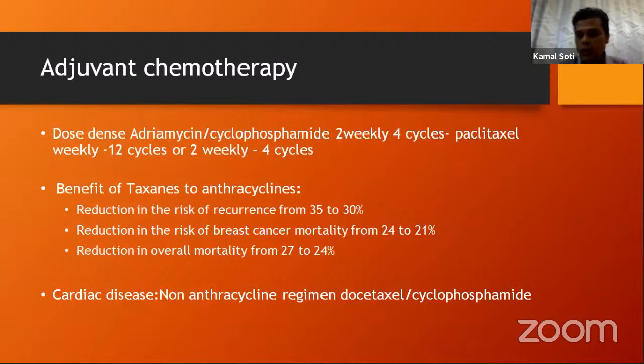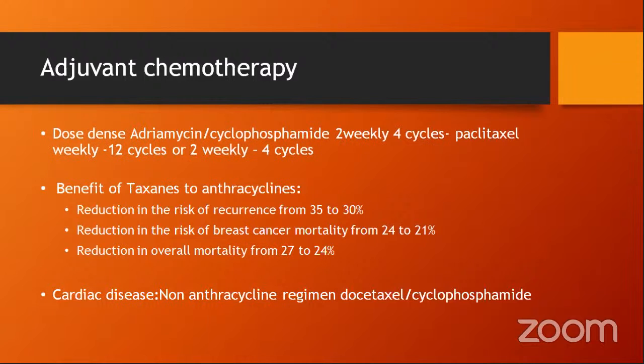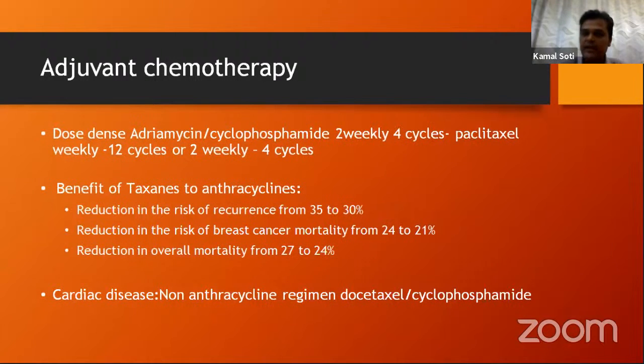So we give adjuvant chemotherapy dose dense. The dose dense chemotherapy in the adjuvant setup has a backbone comprising 2 groups, anthracycline and taxane. For anthracycline, we use adriamycin with cyclophosphamide. We give it in a 2-weekly regimen for 4 cycles, and paclitaxel can be given either 2 weekly for 4 cycles, or it can be given weekly for 12 cycles.